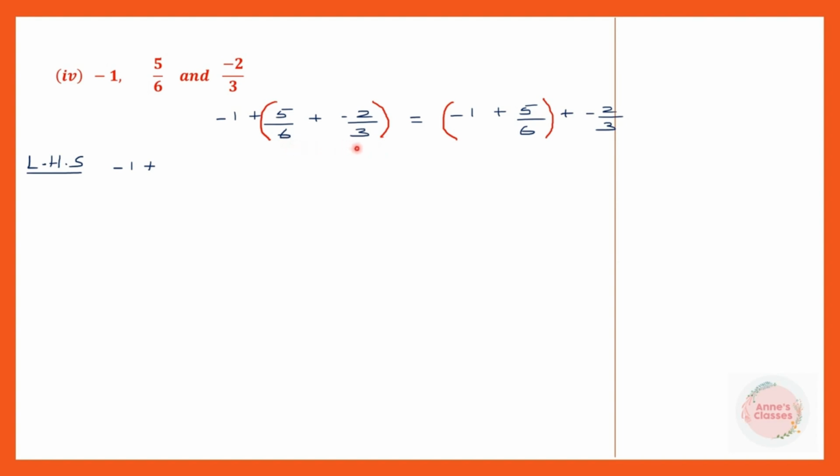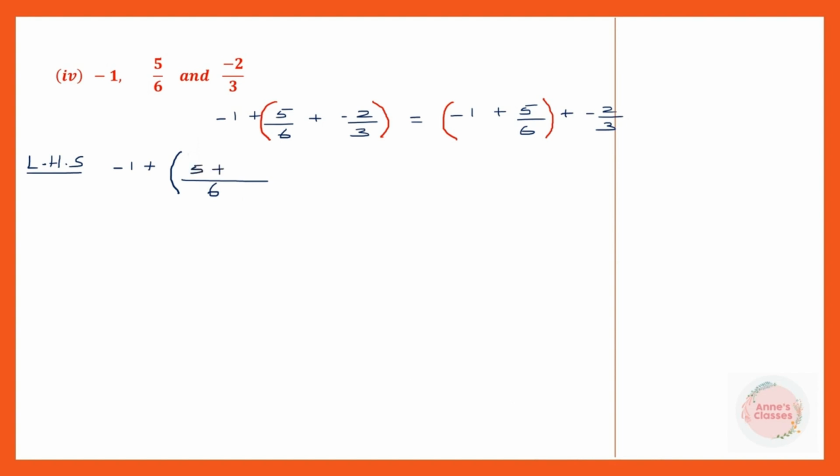Here the denominators are different, so we have to find the LCM of the denominators 6 and 3. The LCM will be 6. So let's write that. The LCM is 6. Now look at the first rational number. It is 5 by 6. The denominator is the same as the LCM. That means you can write the same numerator 5. So let's write 5 there. So that is 5 plus.